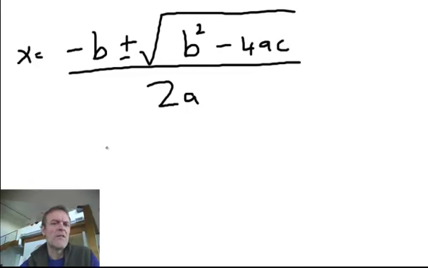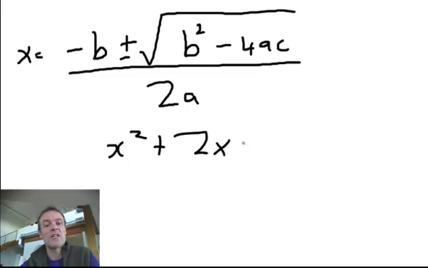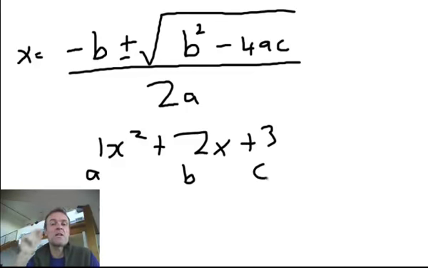If I had something like x squared plus 2x plus 3, then a would be 1, b would be 2, and c would be 3. That's the order: a, b, c. X squared, x, and the number. Just in case they mix it up a bit, remember which is which.